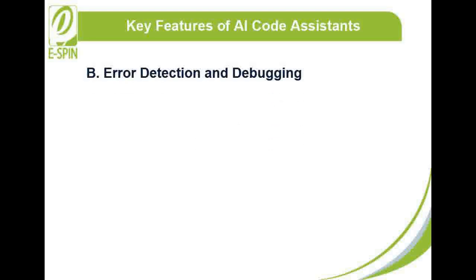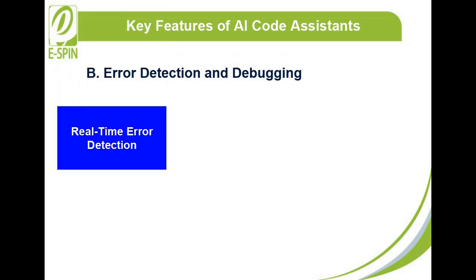Key feature 2 is error detection and debugging. It provides real-time identification of syntax errors and potential bugs, offering immediate feedback and suggestions to help developers fix issues as they code. Real-time error detection.